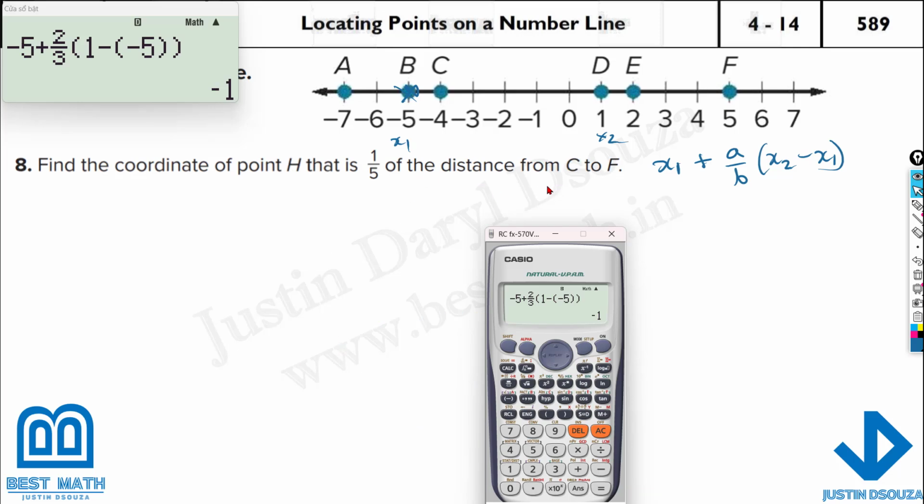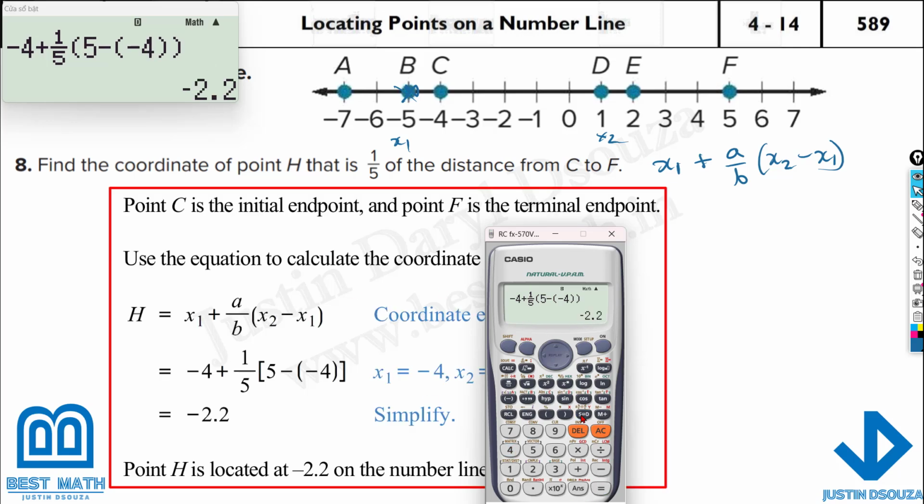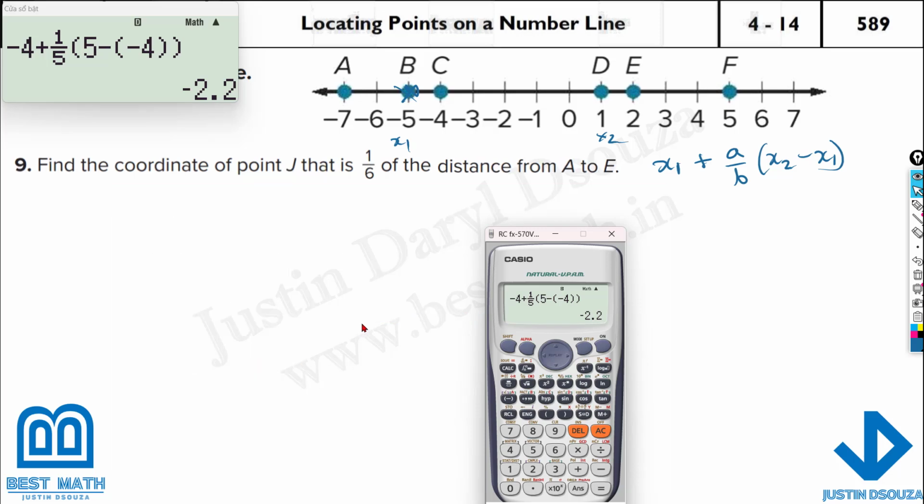Similarly, you can solve these problems. Very straightforward problems. Now look at the point. They have told C. Where is C? It's minus 4. So here it becomes minus 4. And the ratio is 1 by 5. So 1 is to 5. And what do we have here? Second point F is at 5. Minus and again minus of 4, and this should be the answer. It's negative 11 by 5 or 2.2, minus 2.2.